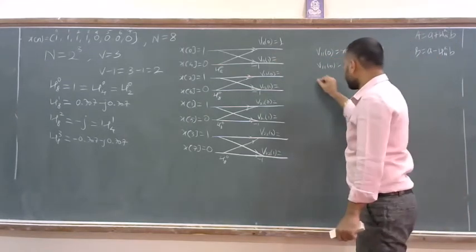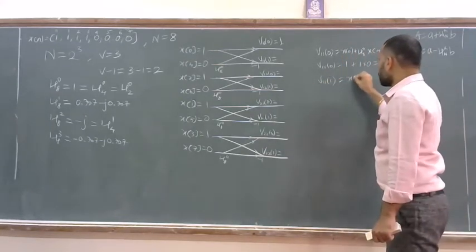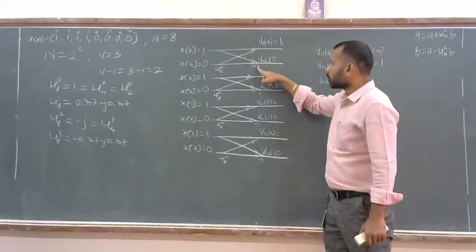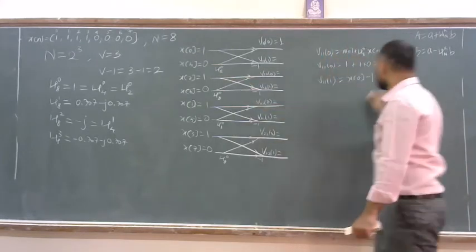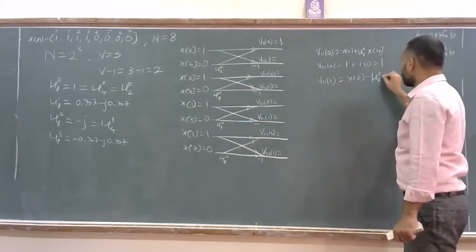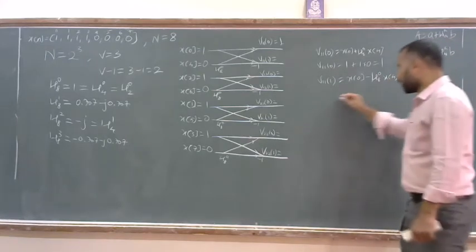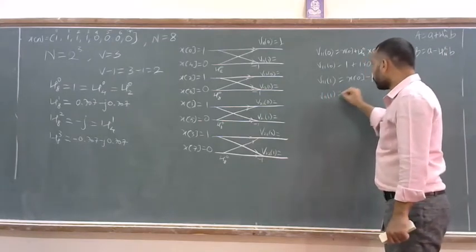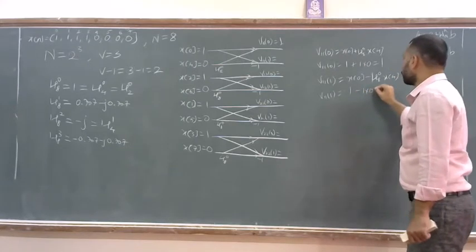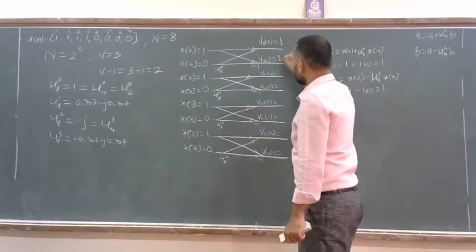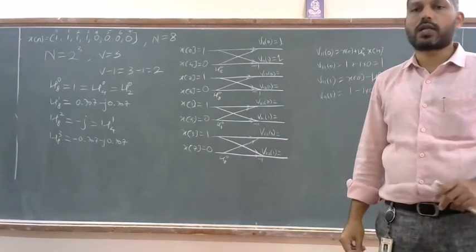Now for the bottom point, that is V11 of 1, the expression will be x of 0 minus W80 multiplied by x of 4, because this -1 will be multiplied to this product. And if you substitute the values, V11 of 1 is x of 0, which is 1, minus 1 into 0, which will again be equal to 1. So the second DFT point in the 2-point DFT is also 1.